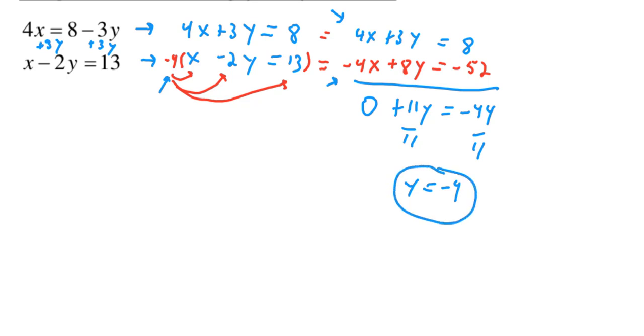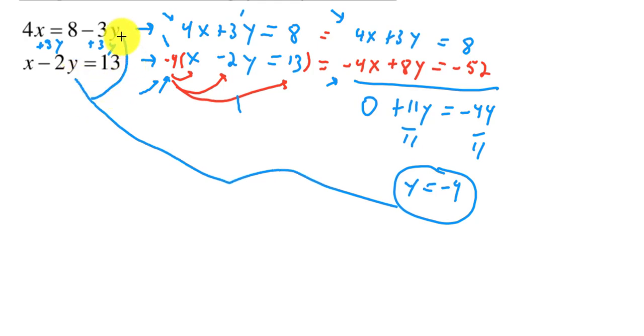Okay. Now I could have multiplied this top by, say, negative 2 and the bottom by positive 3, and I would have had 6y on the top and negative 6y on the bottom. I could have gone that route, but I just thought it was easier to multiply by negative 4 to eliminate the 4's. Okay. So now that I have y equals negative 4, I need to plug that into here or here.